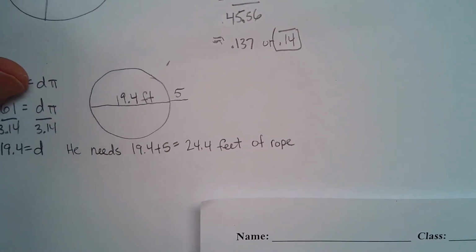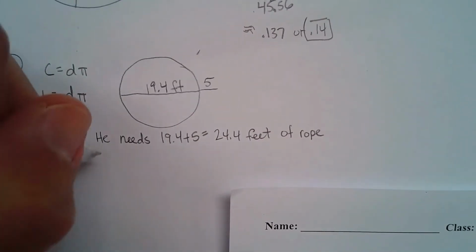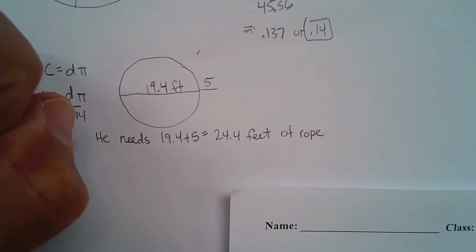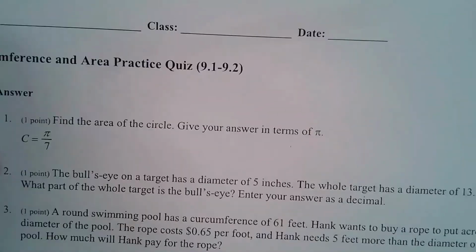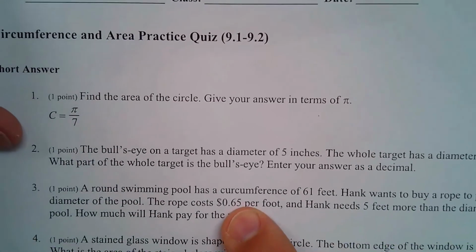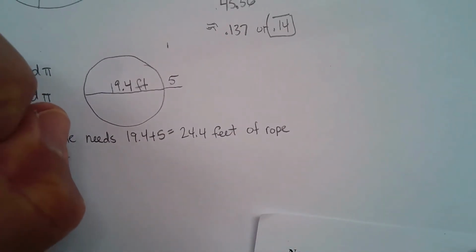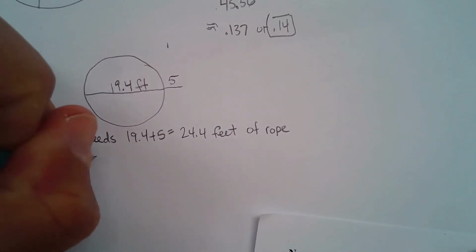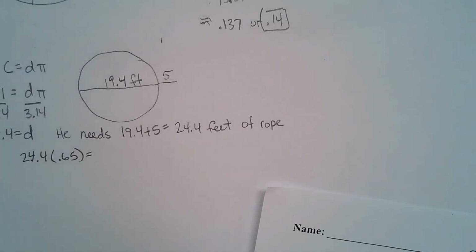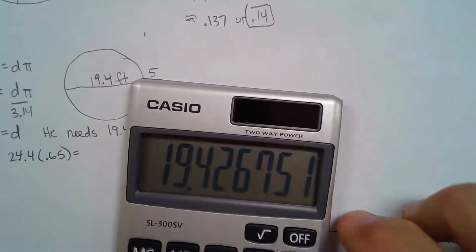Okay, so that's how many feet, and then you multiply 24.4 times how much he's spending. He's spending 65 cents each foot. So times 0.65, and I'm going to multiply that.